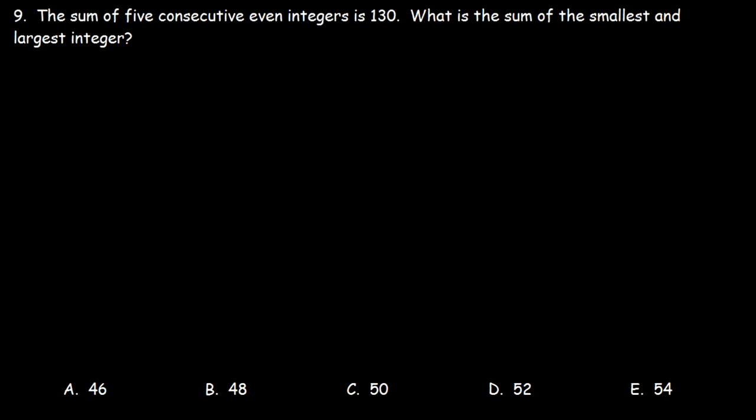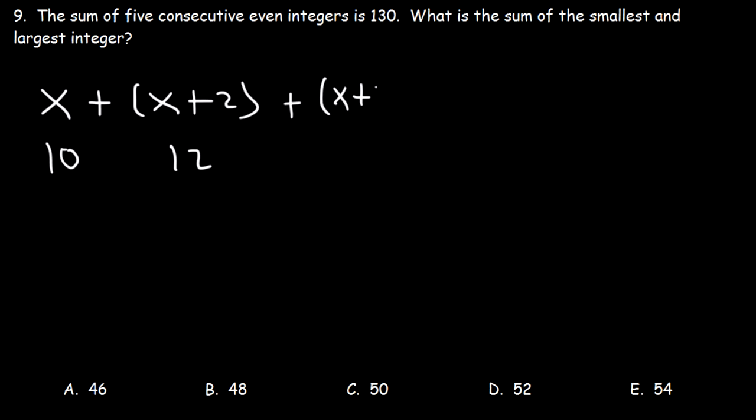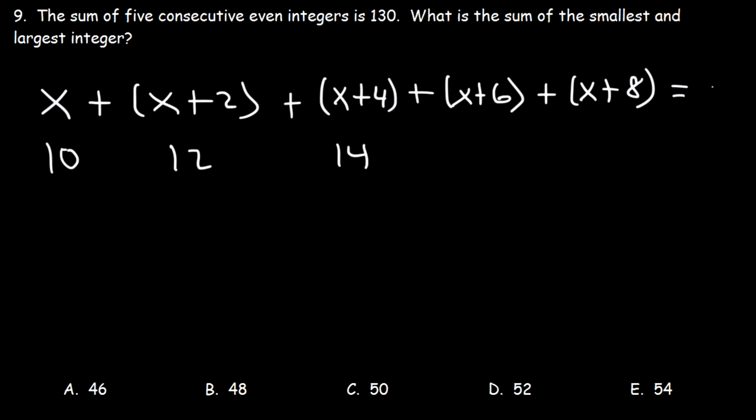So we need to use a variable to represent them. The first integer, let's call it x. The second one is going to be x plus 2. So let's say if 10 is the first integer, the next one is going to be 10 plus 2, which is 12. The third integer is going to be x plus 4. 10 plus 4 will give us 14. The fourth is going to be x plus 6, and the fifth, x plus 8. And the sum of these 5 integers is 130.